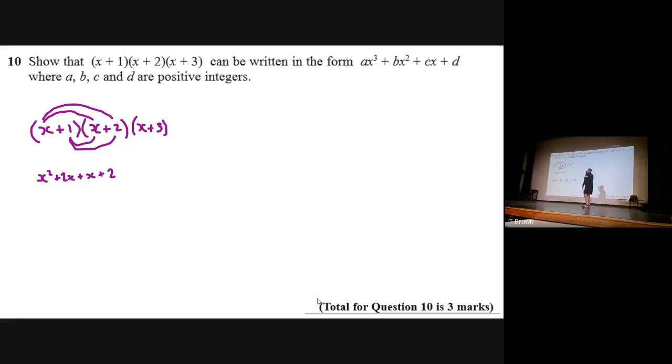So our next step is to simplify this, because the x's can be simplified to make 3x, so we have x squared plus 3x plus 2, and then we've still got to multiply this by x plus 3. So I'll give you a chance to multiply that out with the x plus 3. I'll pause for 30 seconds, maybe 40. Just give you a chance.